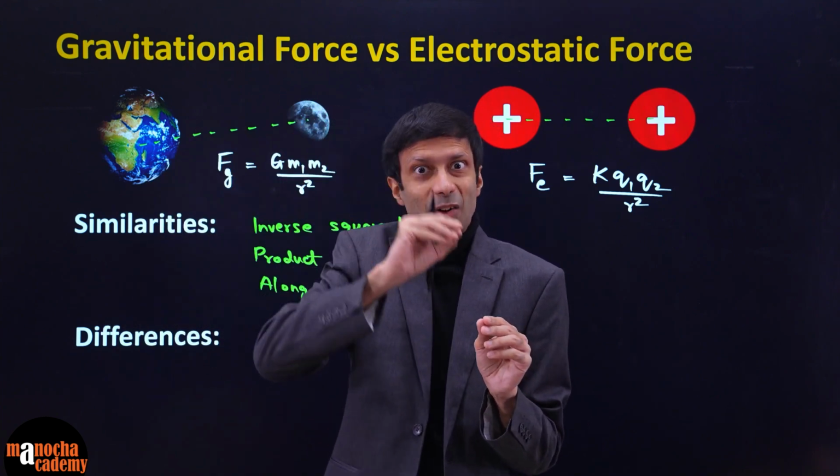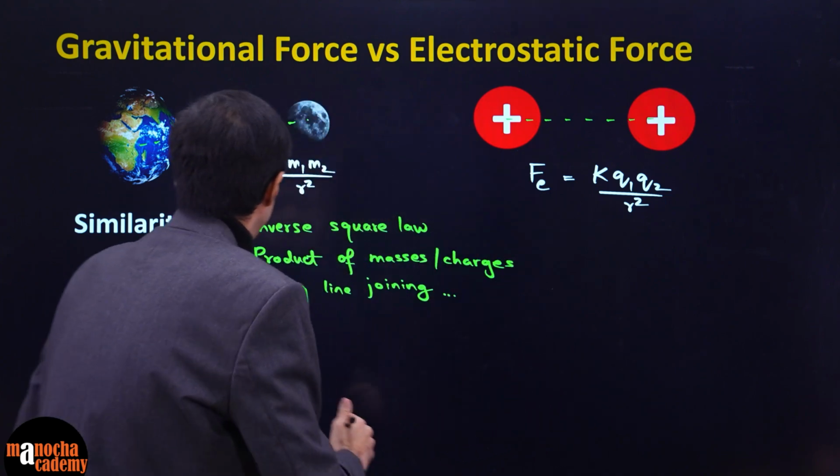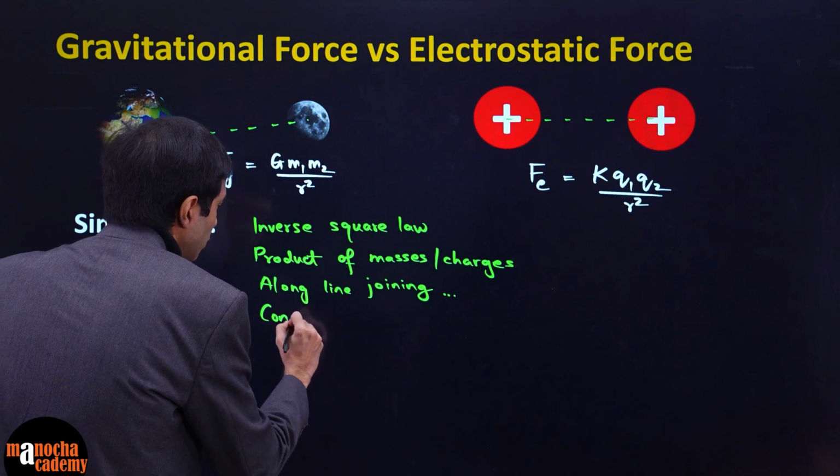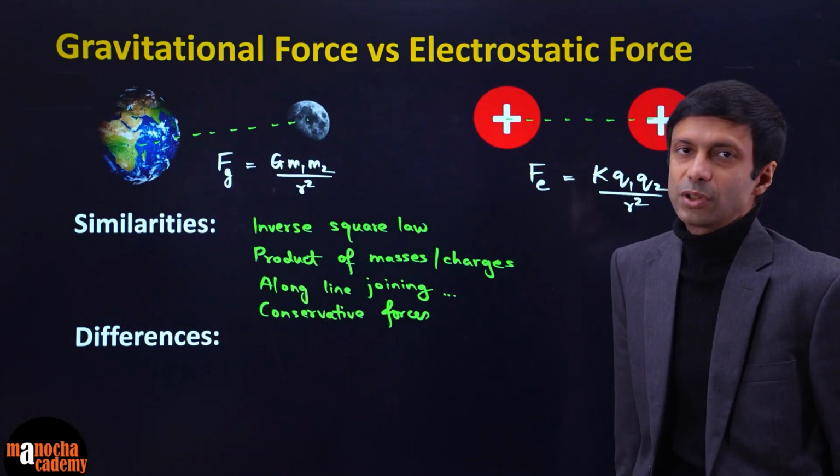Or if you bring it back, what is the work done? That's right, it's going to be 0. So both the forces are conservative forces. So these are the important similarities between gravitational and electrostatic forces.